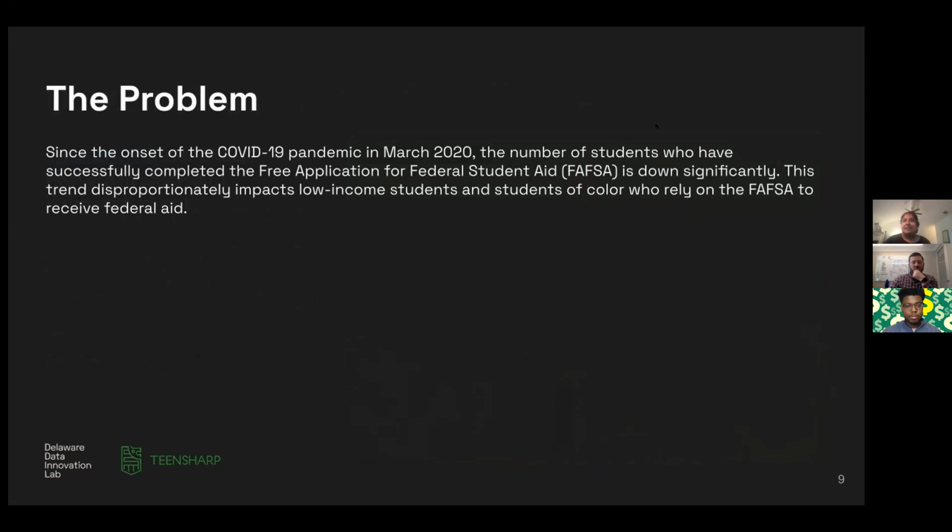As Audrey very eloquently explained, it basically started with the onset of COVID and the impact of that on the education sector. We also know that the FAFSA, the free application for federal student aid, is super important for low-income students and students of color during the college application process. So we really wanted to focus in to see if those students were being negatively impacted in the state of Delaware.